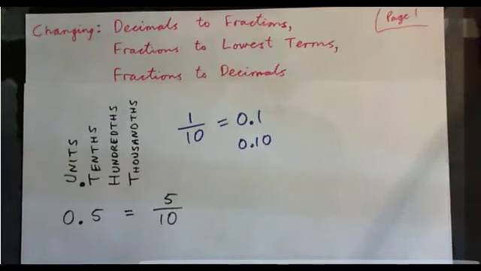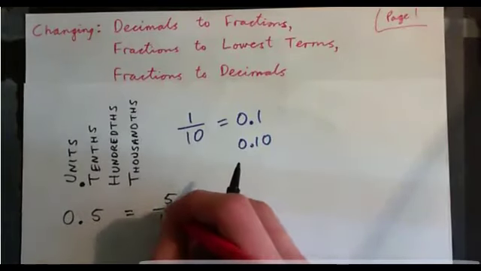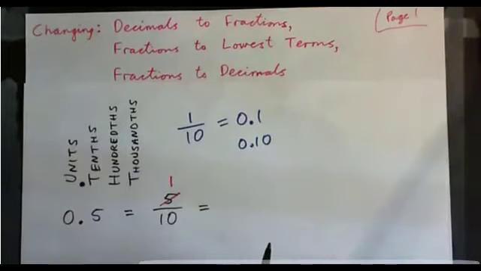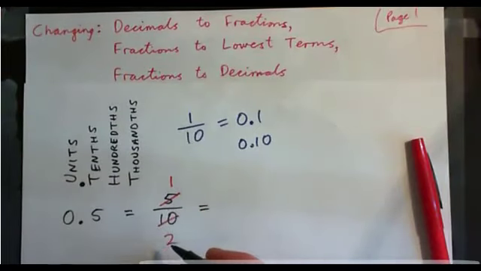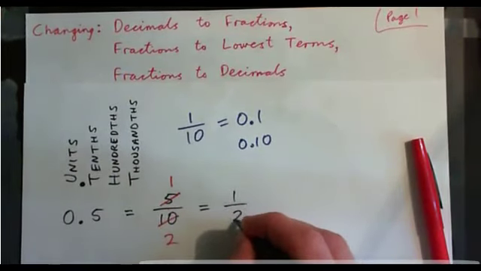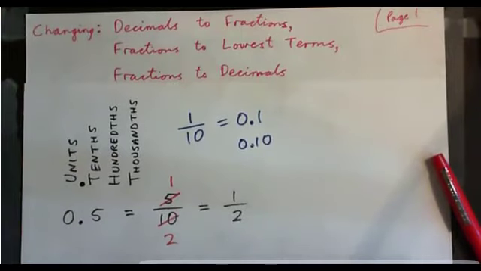How you write a fraction in lowest terms is you divide the top and the bottom by the same number. So think of a number that goes into 5 and 10. Well, 5 goes into both numbers, right? 5 into 5 goes once, 5 into 10 goes twice, and so this is actually now 1 over 2, or 1/2. Okay?